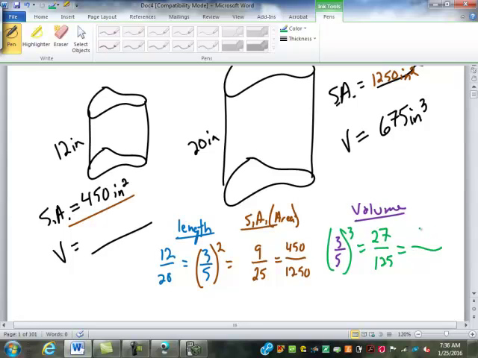And then the 675 goes on the bottom. Cross multiply and divide to get 125 or 45? 45.